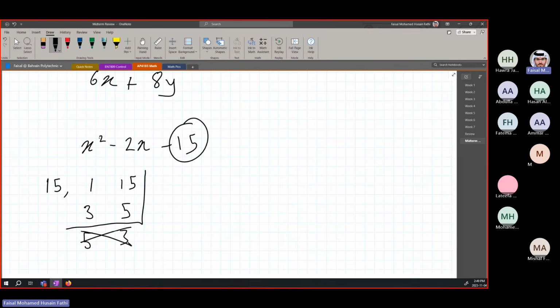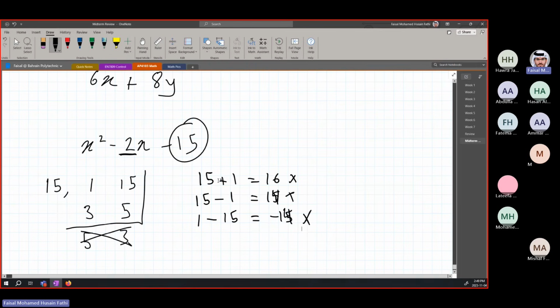Now what's the point of finding these? We now want to see, for the 15 and 1, and the 3 and 5, when you add or subtract them, do they equal minus 2? Well, now we are going to look at this number. 15 plus 1 is equal to 16. Wrong. 15 minus 1 is equal to 14. Wrong. 1 minus 15 is equal to minus 14. Wrong.